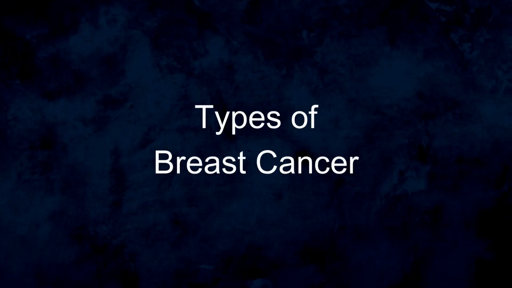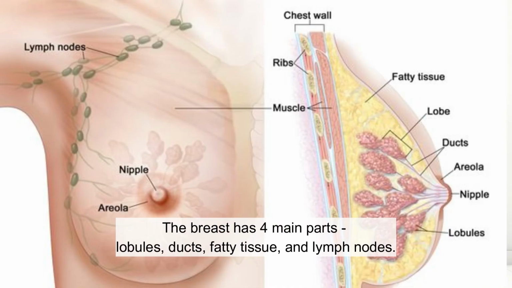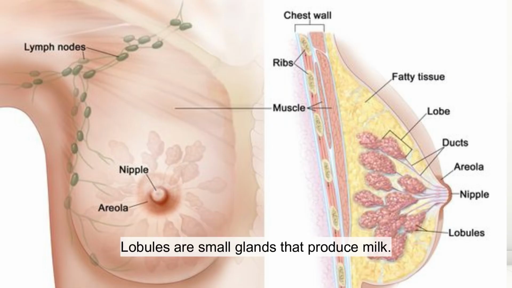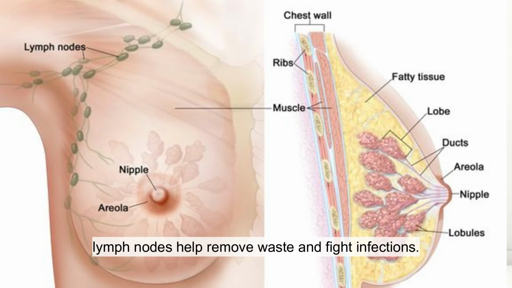Let's get started. To understand breast cancer, let's start with some basic anatomy. The breast has 4 main parts: lobules, ducts, fatty tissue, and lymph nodes. Lobules are small glands that produce milk. Ducts carry milk from the lobules to the nipple. Fatty tissue gives shape to the breast, and lymph nodes help remove waste and fight infections.